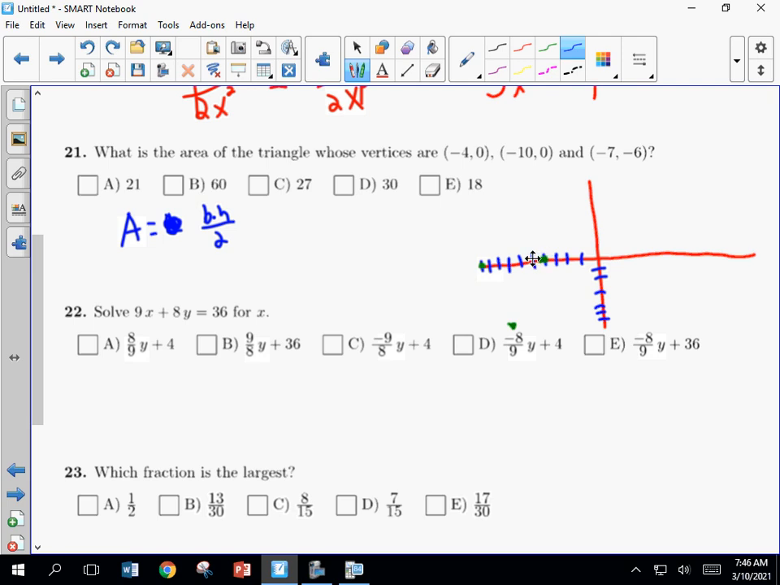So here, 1, 2, 3, 4, 5, 6. So the base is 6. And the height, you start here and you count down 6. It's still positive because you're just dealing with height divided by 2. So 6 times 6, 36 divided by 2. So you get 18.